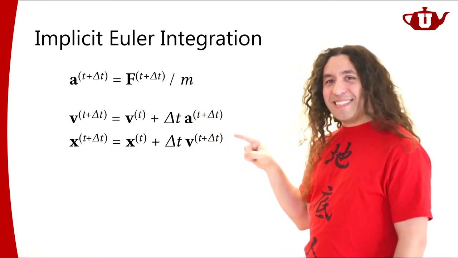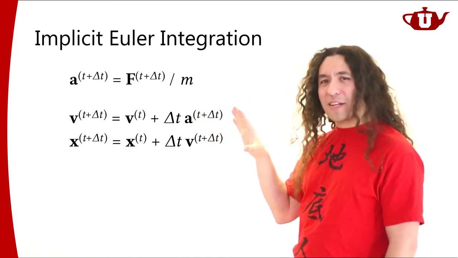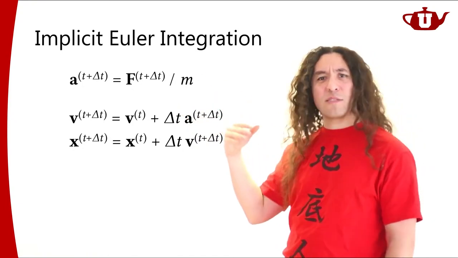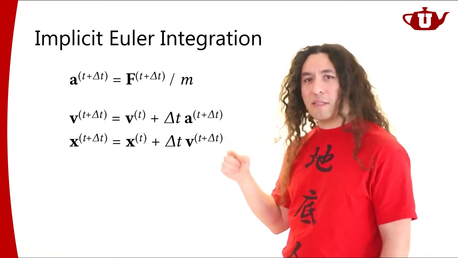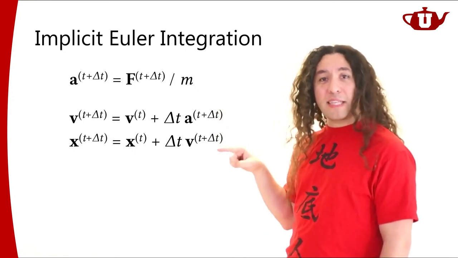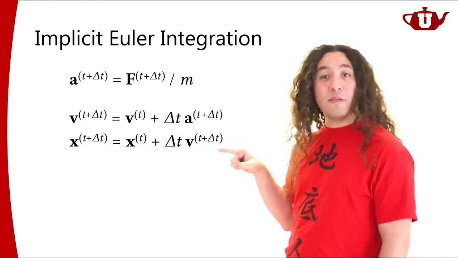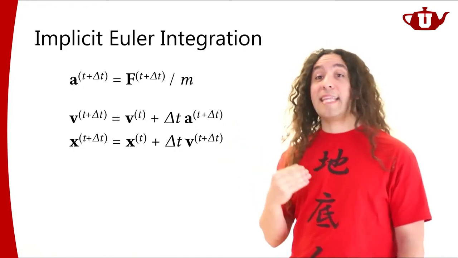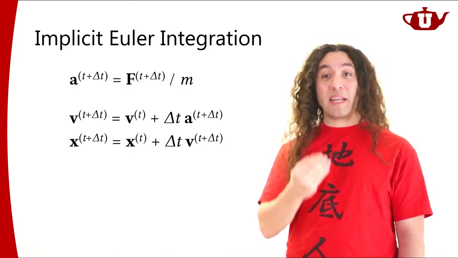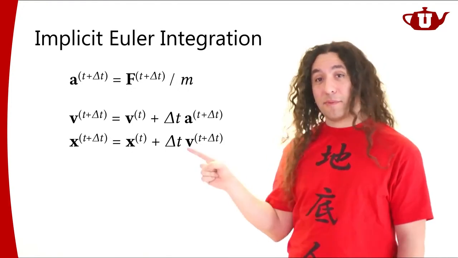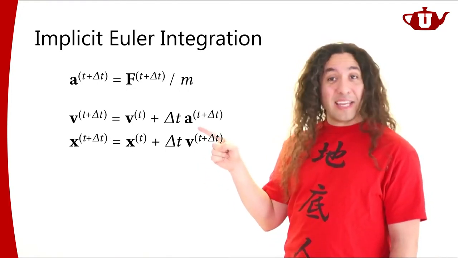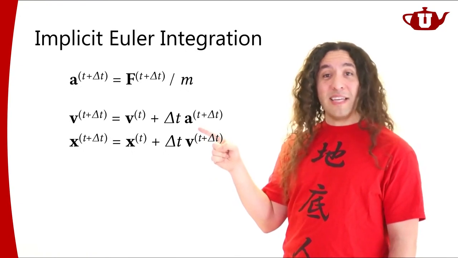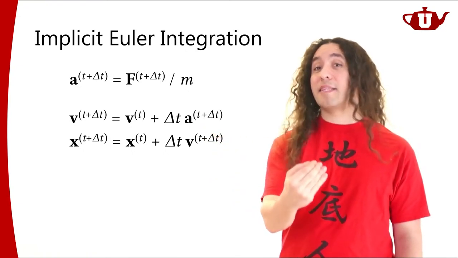Now, what's happening here is very, very similar. As you can see, it's still Euler integration, but this is what's called implicit Euler integration, because I'm updating the position by using the velocity at the end of the time step, not at the beginning of the time step, but at the end of the time step. Right? That's what I'm doing here. And here I'm updating the velocity using the acceleration at the end of the time step.